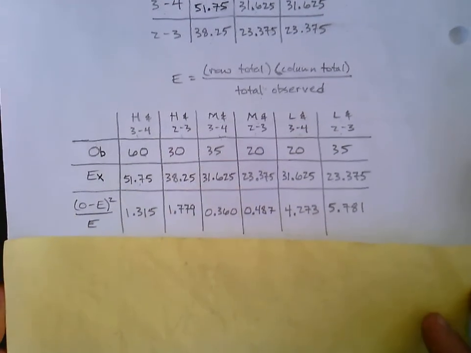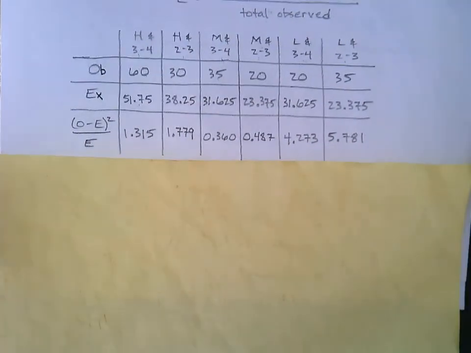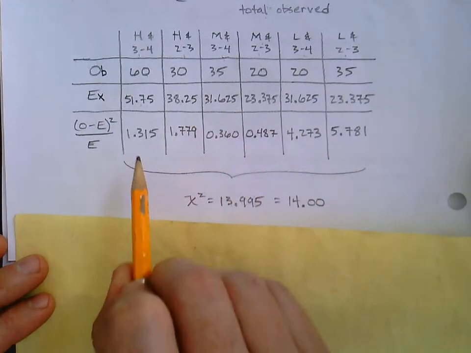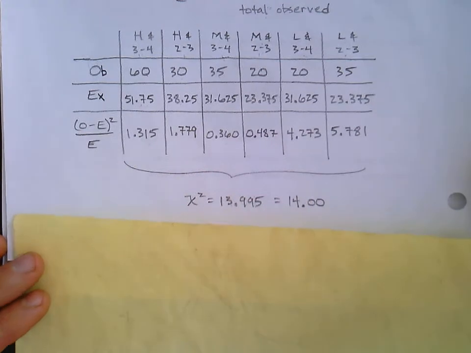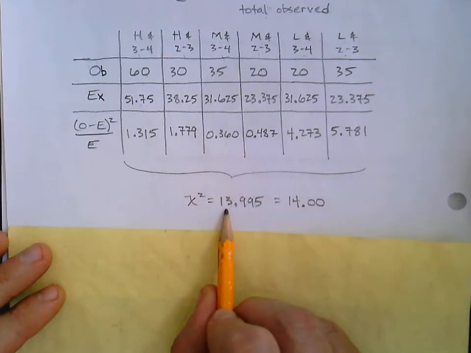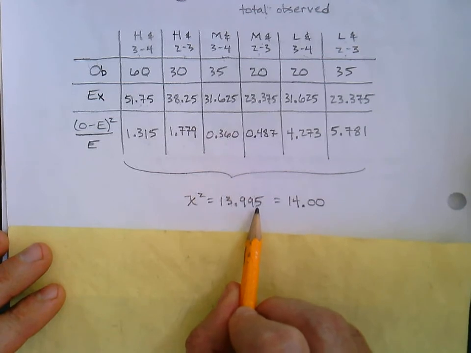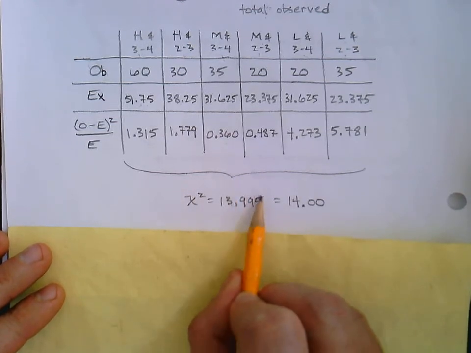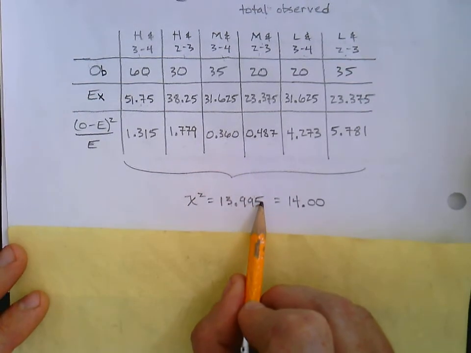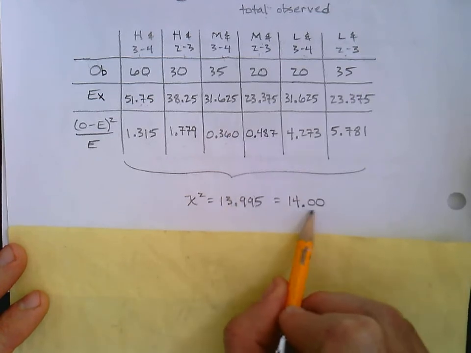And what are we going to do with that? Now things are looking more familiar, right? We're going to add these up, add up our 6 different values for our 6 categories. When you add those together, I got 13.995. This would be fine if we called our test statistic 13.995, but I like to round it to 2 places. So when you round, well, that 5 rounds this up and you end up with 14.00.